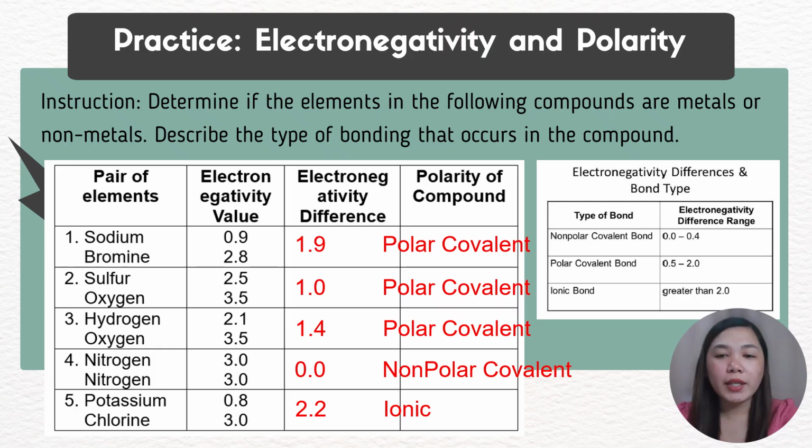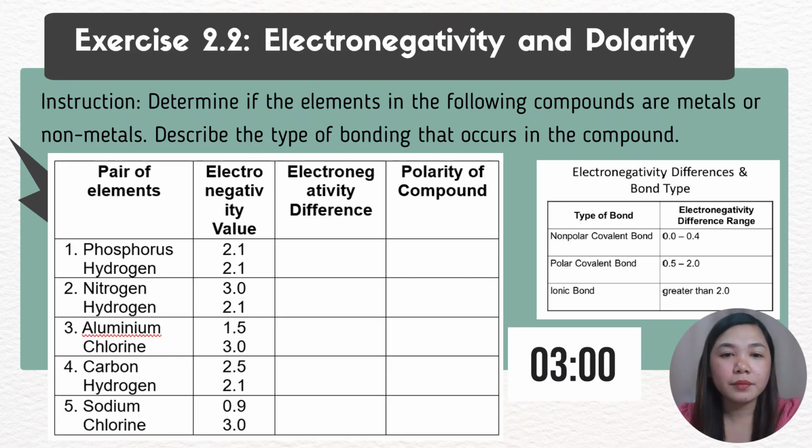So everybody, I want you again to prepare the one whole sheet of paper that you have earlier. This time, this will be exercise 2.2. The instruction is to determine if the elements in the following compounds are metals or non-metals. Describe the type of bonding that occurs in the compound. So identify first the EN difference. The EN value is given in the following elements. Identify the difference first, and then identify the polarity of the compound.